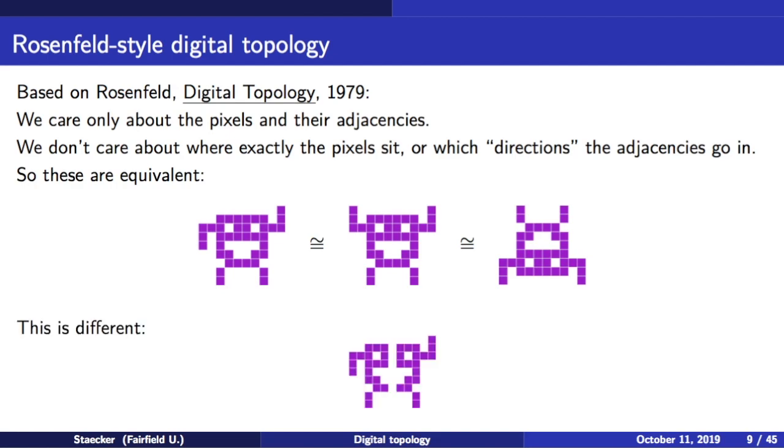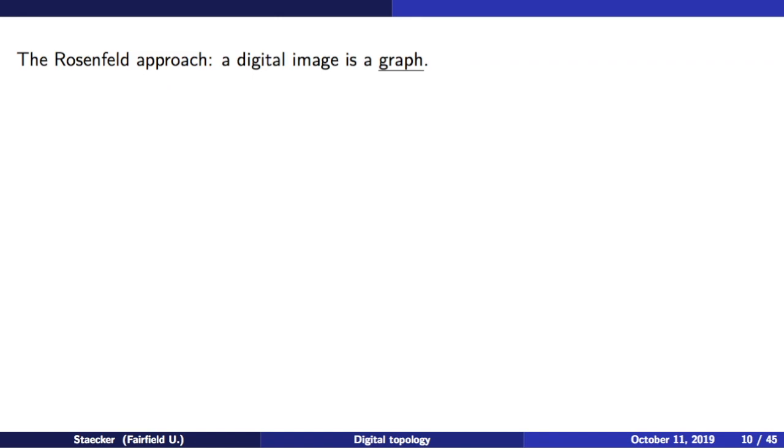This one, though, is actually different topologically because now this is disconnected. If you cut it, then that is going to change the topological structure. So this is how we want to create our theory. We want to invent some definitions which make these all the same, but this one different. The Rosenfeld approach is to view every digital image as a graph.